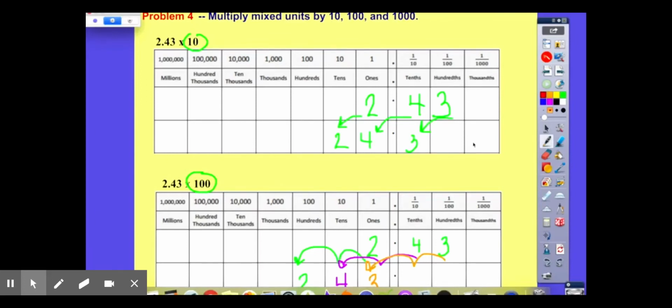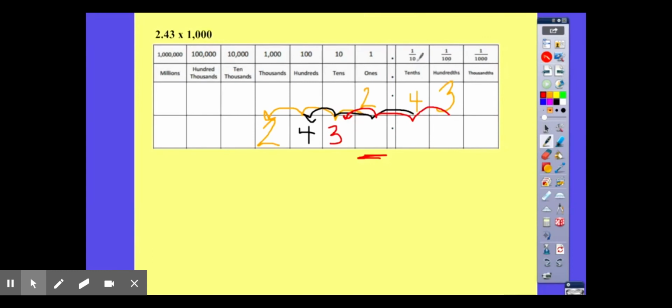If you look at mine, it says we have 2 43/100 times 10. Everything got shifted, and we end up with 24 3/10. If you look at the bottom here, we had 2 43/100. And now we're going to do that times 100. So everything got shifted, not once, but 2 times. So we have an answer of, or product of, 243. Then we had to do it by 1,000.